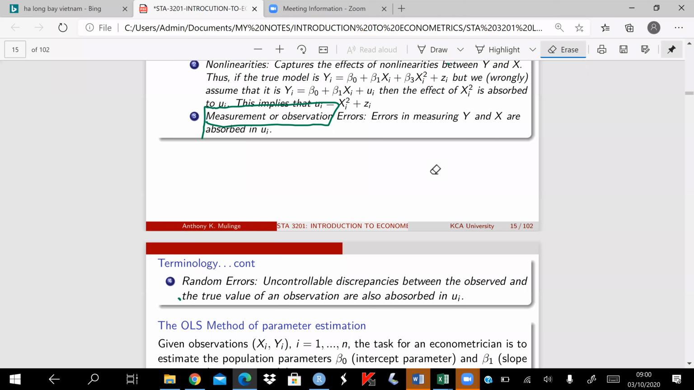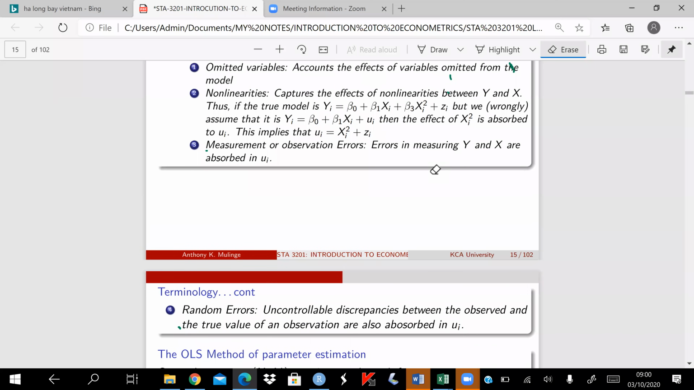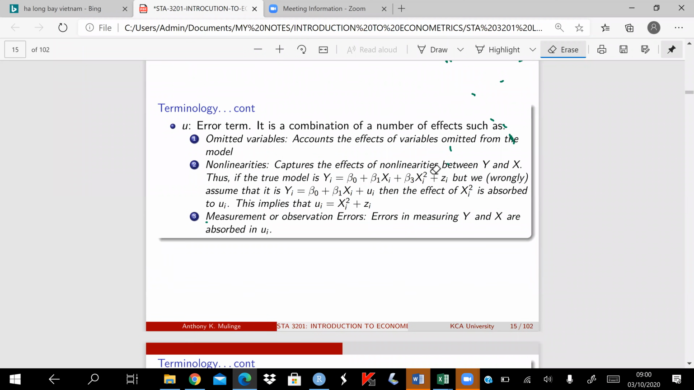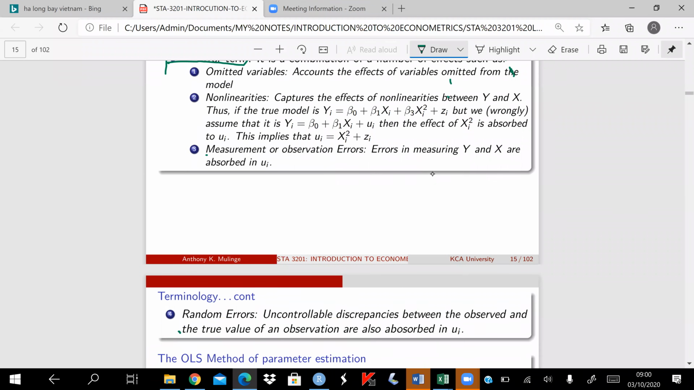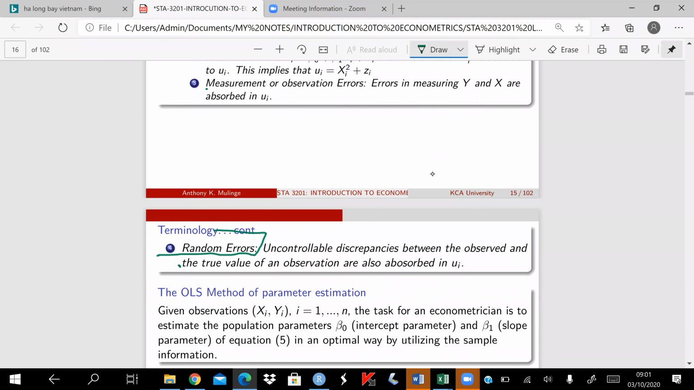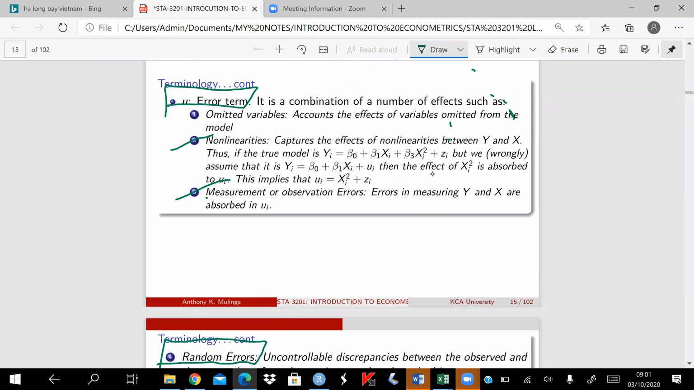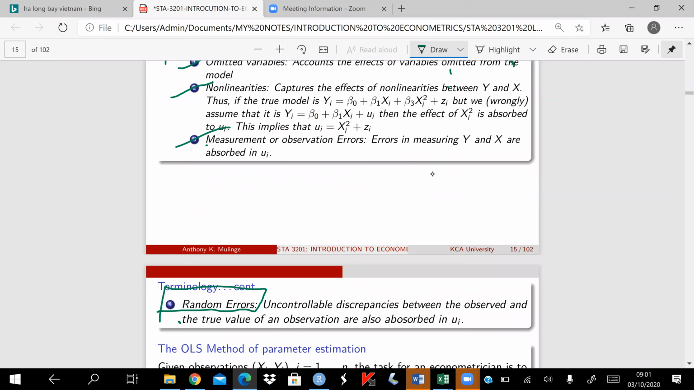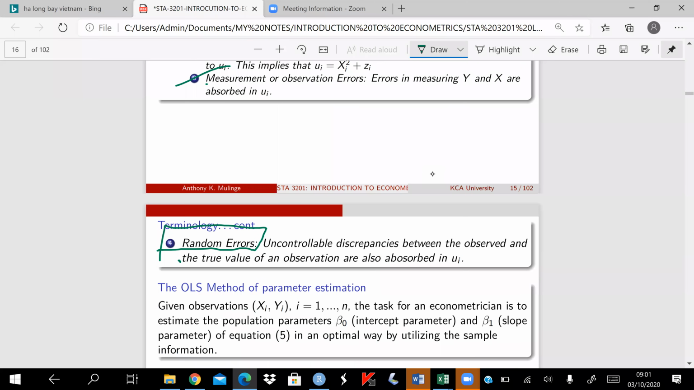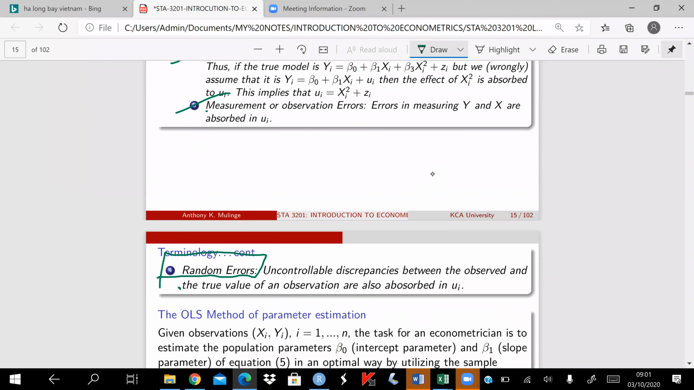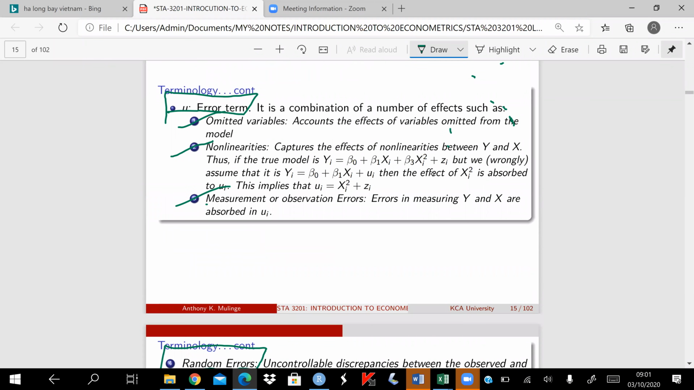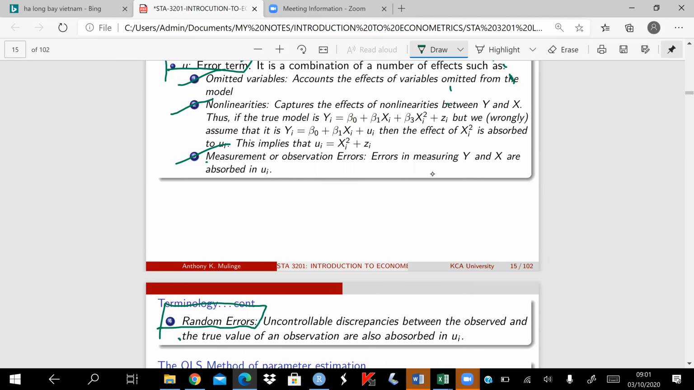So an ideal model, which we'll never achieve, is a model where the error term only comprises of this. If you can get a model that only comprises of that, there are no measurement errors, there are no non-linearities, there are no omitted variables, then you'll have a very good model. It is very unlikely for you to have that. So we really want to minimize this term here. Our objective is always to minimize the error term.